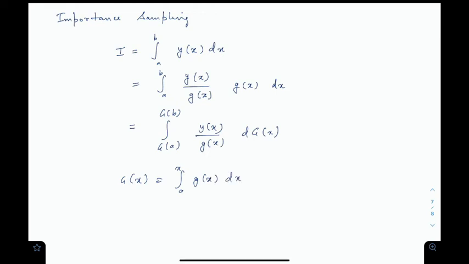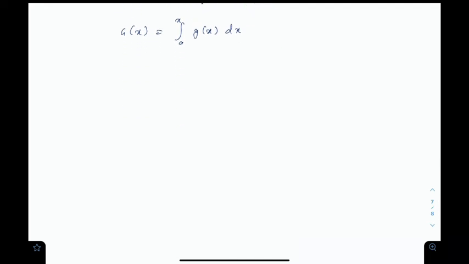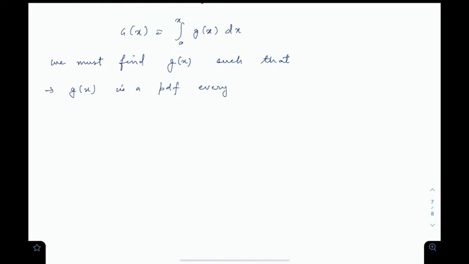So we must find a function g(x) such that g(x) is a PDF everywhere. g(x) is a PDF and it's everywhere positive and normalized such that capital G at B equals 1. Second requirement is that capital G of x is known analytically.